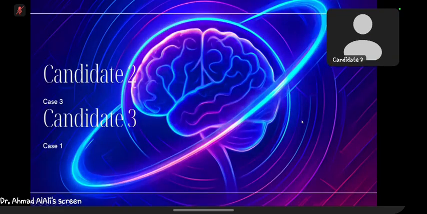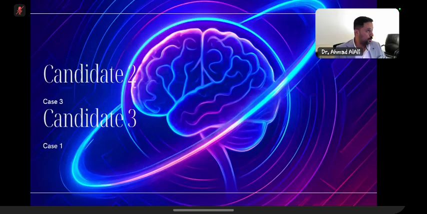Okay. So, candidate 2, I would also like to show you a third case. This third case is for a patient who presented with decreased vision in the left eye and motion abnormalities of the left eye.